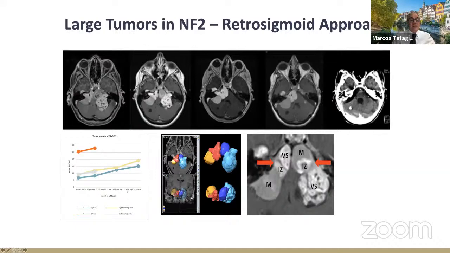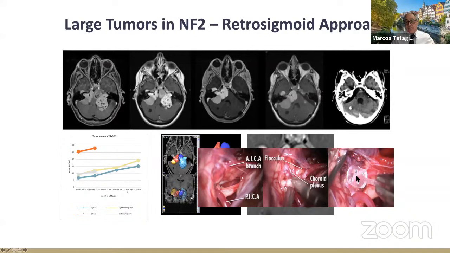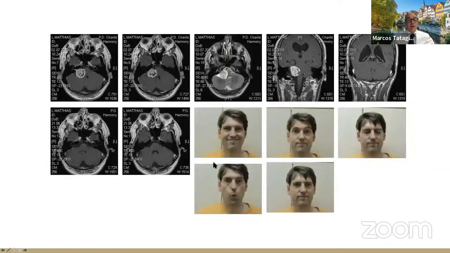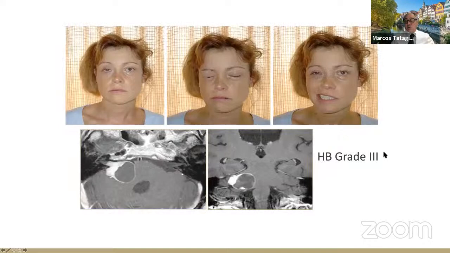And even in large tumors like these, for neurofibromatosis, a mixture of meningiomas and schwannomas, we use the retrosigmoid approach to remove the tumor, and we use the retrosigmoid approach to put the ABI. So we can do everything using one single approach. In some cases, we are lucky and we have House-Brackmann 1 immediately after surgery, like this case, despite complete removal, like this case, like this other case. But sometimes we have worsening of the results, like House-Brackmann 3 or House-Brackmann 4.